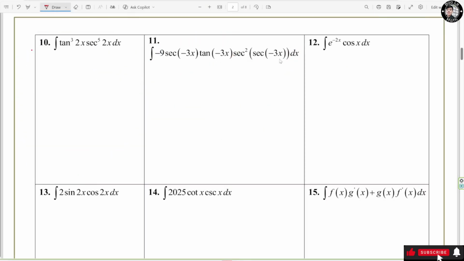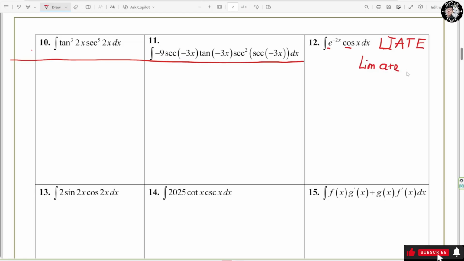Now let's move on to question 12. I don't have enough space, so I'm right over here. Now you have the exponent and you have the trig. So we're going to use the acronym L, I, A, T, E, right? The best way to memorize this formula is LIATE. Okay, so we're going to check.